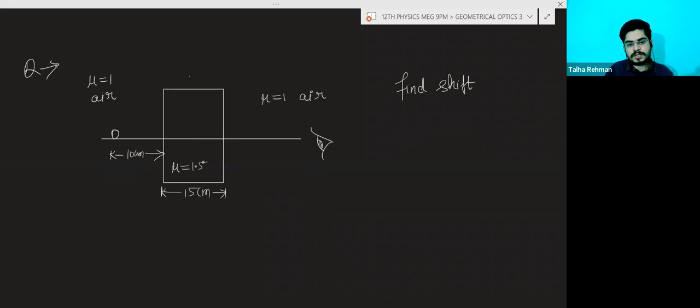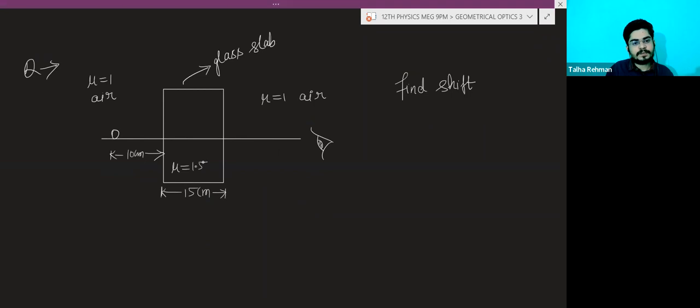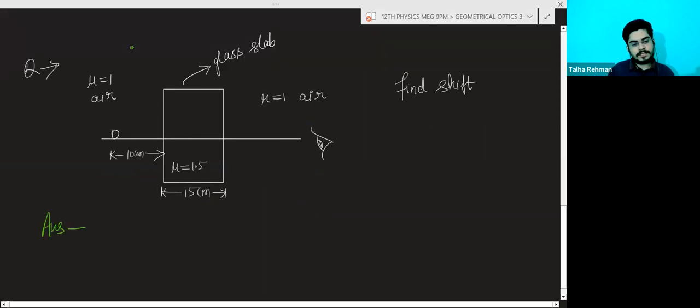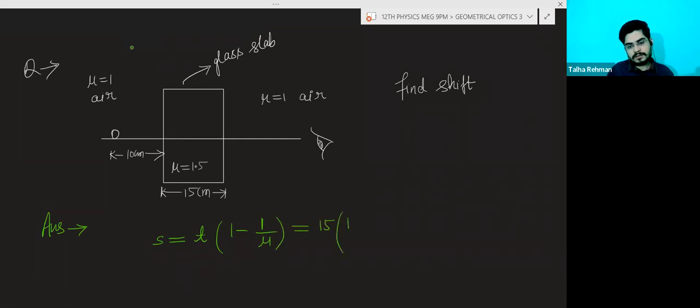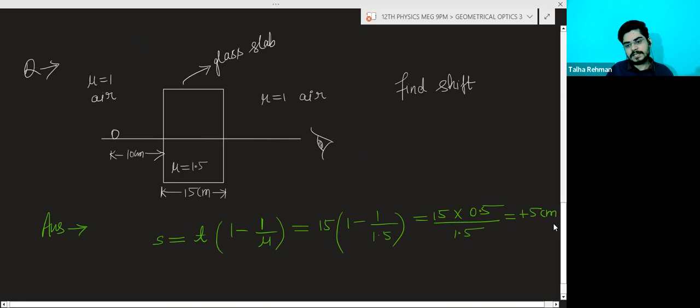Now on both sides of the glass slab, there is air. So we will apply this formula: shift is equal to thickness multiplied by 1 minus 1 by the refractive index of the glass slab. What is the thickness? 15 centimeter. 1 minus 1 upon 1.5. Here it will be 15 multiplied by 0.5 divided by 1.5. When you solve it, you will get 5 centimeter.